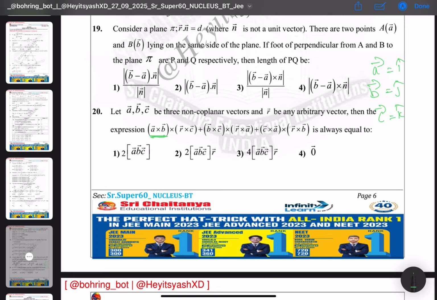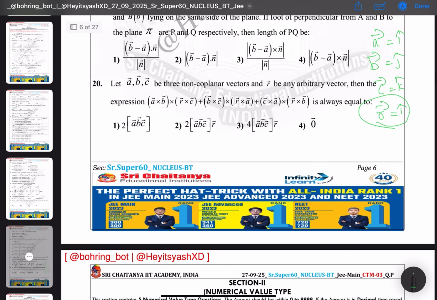So now a bar cross b bar is simply k cap. K cap cross r bar cross k cap. Okay, you can take r bar also. R bar is any arbitrary vector, so you can take r bar as i cap. This is any arbitrary vector. It is not said that it is different from a, b and c.